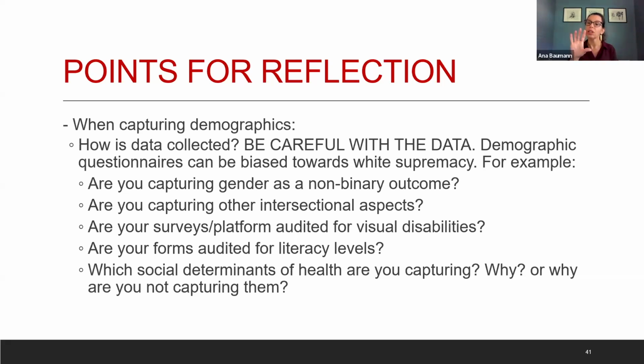And then think through your survey questions. Are you capturing intersectionality? Are you capturing things in platforms that are audited for visual disabilities, audited for literacy levels? Are you capturing all the social determinants of health? And it might not be the case, and that's okay, but then why? So engaging different people is not one step, right? It's multiple steps in thinking about where you're doing, how you're doing, who you're doing, and then how you're capturing the data of who you are selecting, who are you engaging in your trials.